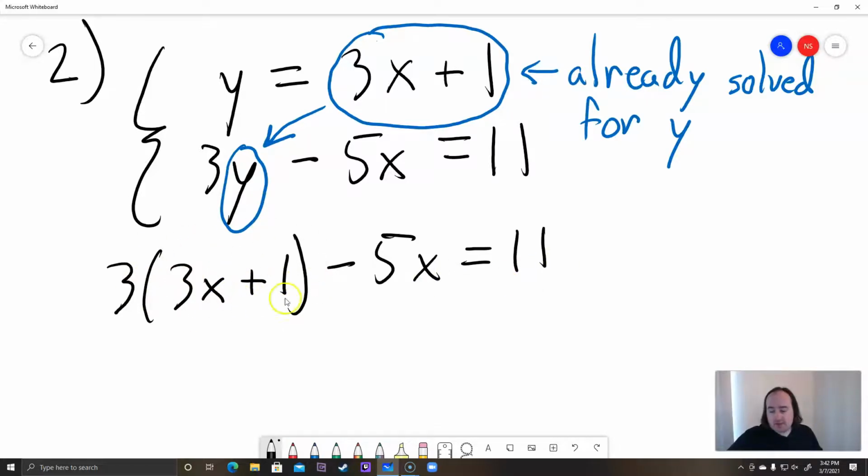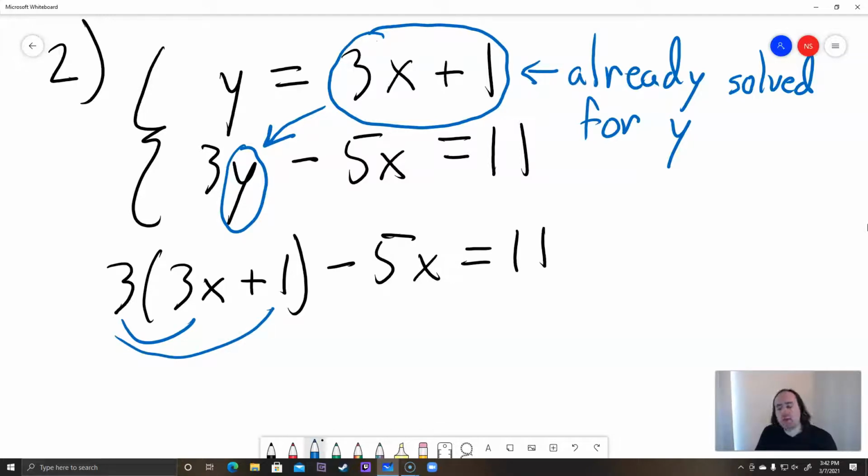Notice that there's parentheses here. That is very important. If you're ever plugging something in or substituting something that has more than one term, you always have to put parentheses around it. Same thing goes if it has a minus. Okay? But as long as you put the parentheses there, hopefully you'll remember that you actually have to distribute this 3 to the 3x plus 1. Okay, so that's what we're going to do. We're going to distribute this 3 to the 3x plus 1.